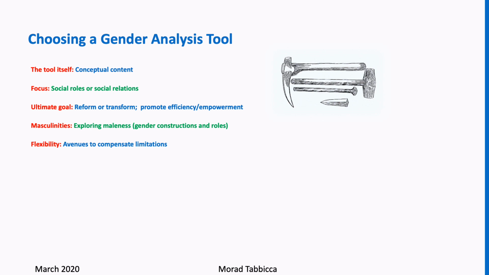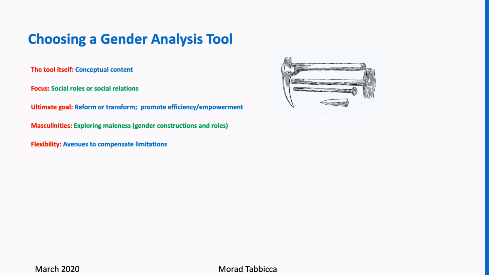So how do we choose a tool for our gender analysis? First of all, we have to look at the tools at our disposal, and so it means we have to examine the frameworks. Each framework has a set of tools, and these tools address specific concepts. So you have to look at what the frameworks are saying and what the tools under the framework are seeking to achieve. Now, different frameworks have different goals. For some frameworks, the goal is to examine social roles and responsibilities, whilst others seek to examine social relationships within a given society.